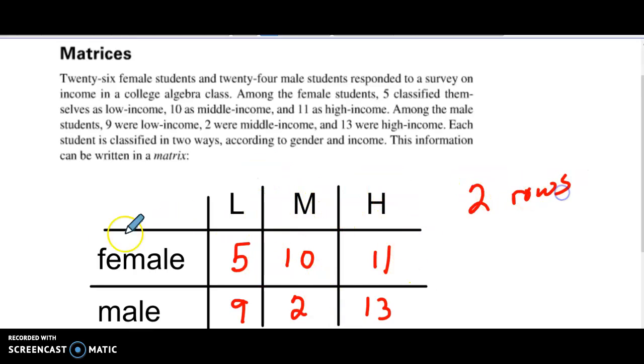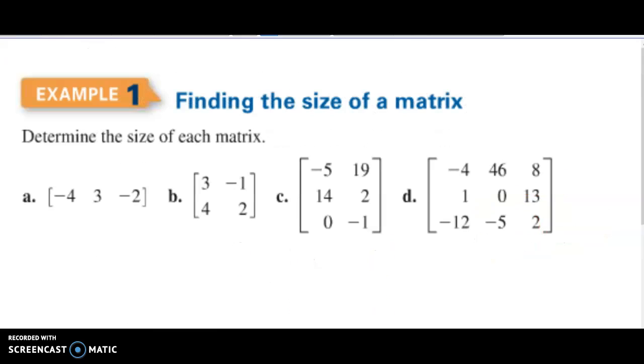Okay, the rows are listed horizontally, the columns are listed vertically. And it's a little bit nicer way to organize information. We're going to use that row column idea to organize data here and to solve systems. The rows are the first number and the columns are the second number when we talk about the dimensions of a matrix. So this has 1 row and 3 columns. We call this a 1 by 3. Those are the dimensions.